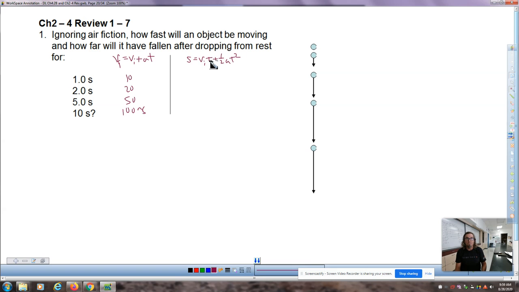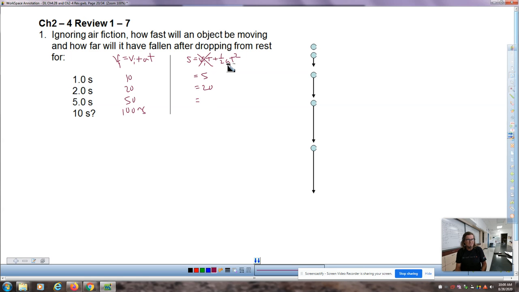Okay, but for displacement, when we plug into this equation, remember that the V_i t term is zero. So after 1 second, I know somewhere in here you paused, you get 5. After 2 seconds, you get 20. See how this starts out kind of lagging behind, but then the parabolic nature of the graph, you graphed it for the free fall lab, starts taking off after 5 seconds.